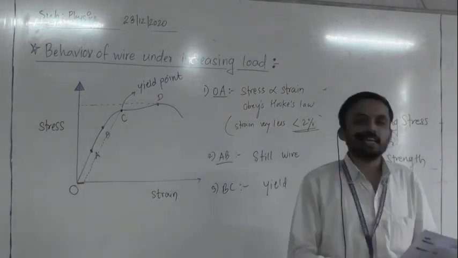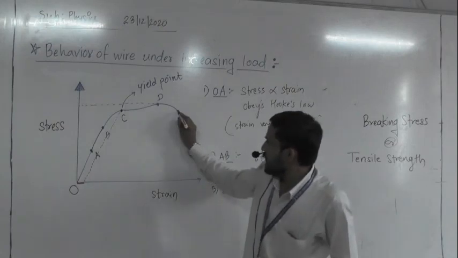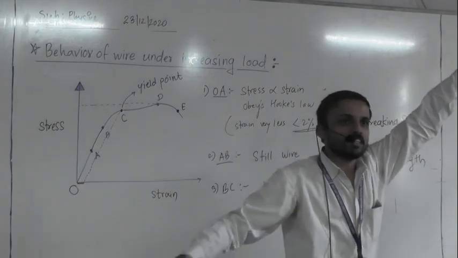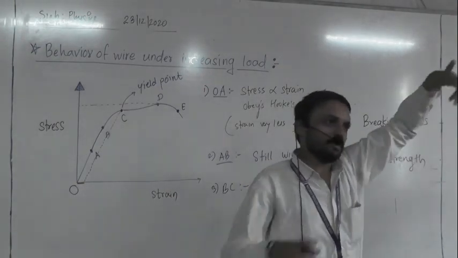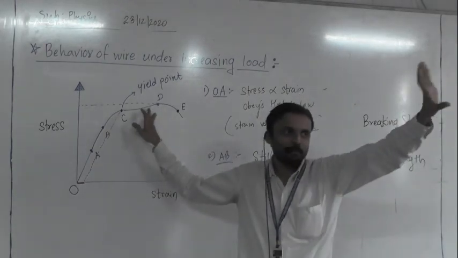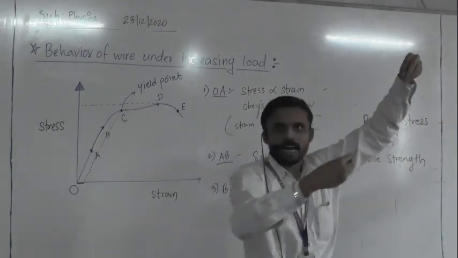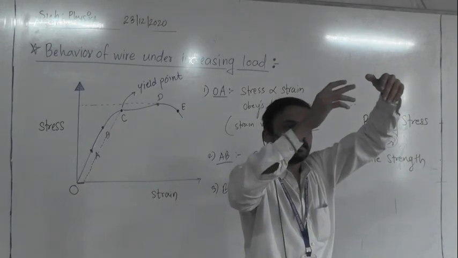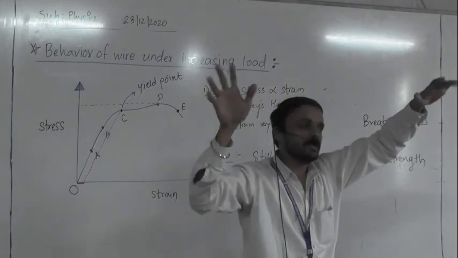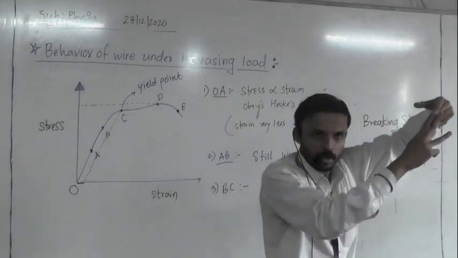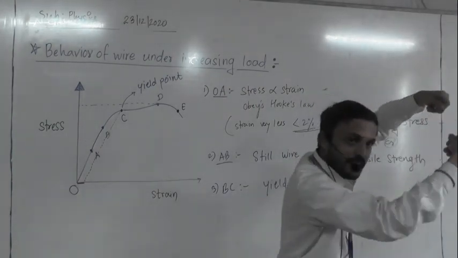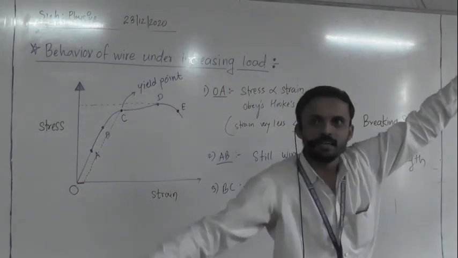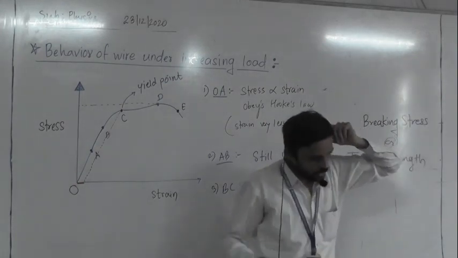And beyond D, it will go further to some point E. Then what will happen? Rapidly, as we go on increasing, the wire will flow just like water. D to E, there will be some cracks. Beyond D, the wire will have much more elongation, and the diameter gets thinner. And here comes the point of break, G.